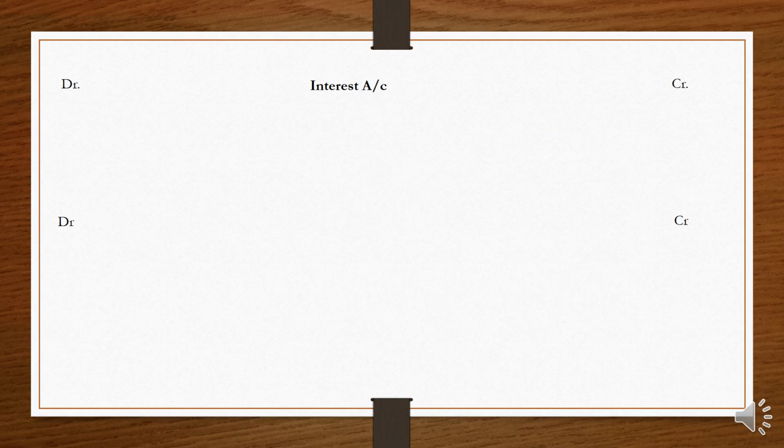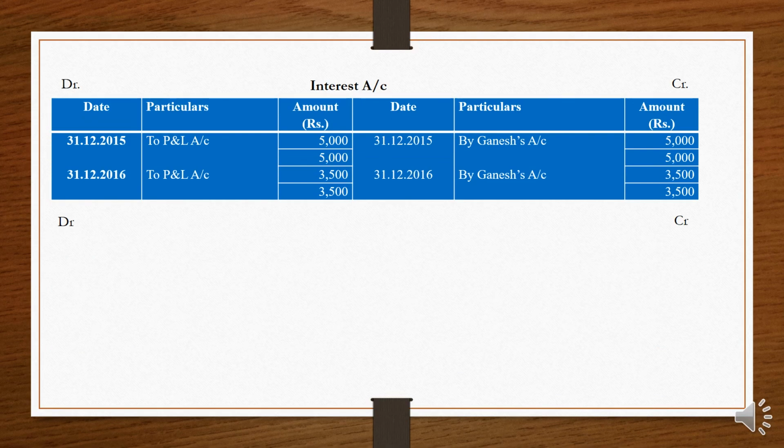Proceed to the next ledger account, it is interest account. At the end of the first year, the hire seller is going to receive the interest. So Ganesh account debtor to interest account, so by Ganesh account 5,000, and at the end of the year, on the same date, it has to be transferred to profit and loss account by passing a journal entry, interest account debtor to profit and loss account. Again second year the same: Ganesh account is debited with the amount of interest which is paid by him to the hire seller, and the same is to be transferred to profit and loss account at the end of the year.